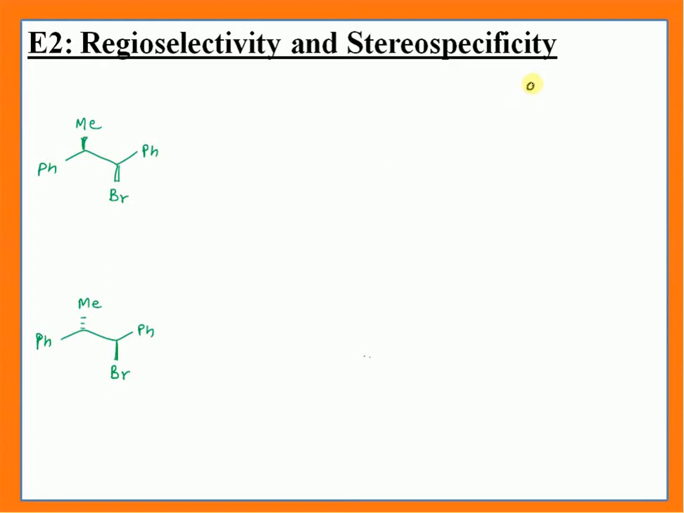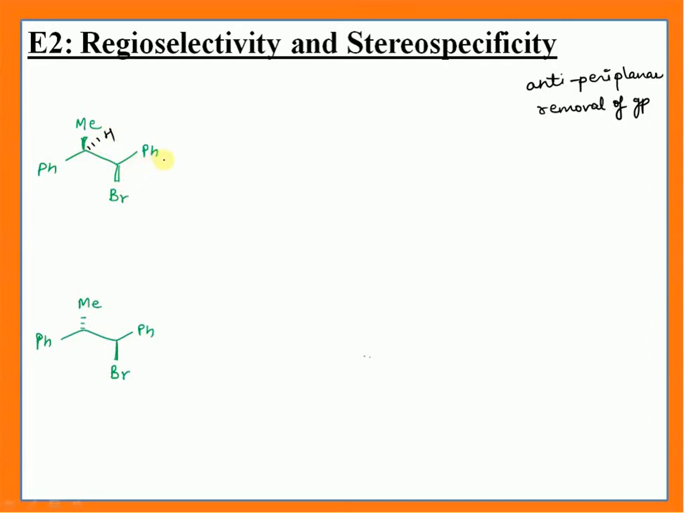So for E2 elimination, always remember anti-periplanar removal of groups. So it is not specific that you will get an E alkene or a Z alkene. Always remember that you have to involve anti-periplanar removal of groups in the transition state. For example, in this case, we have to remove this Br during the elimination reaction, and we have H on this carbon. So this H and this Br should be anti to each other.